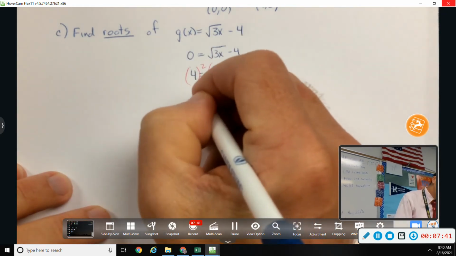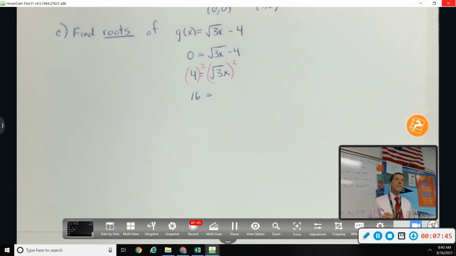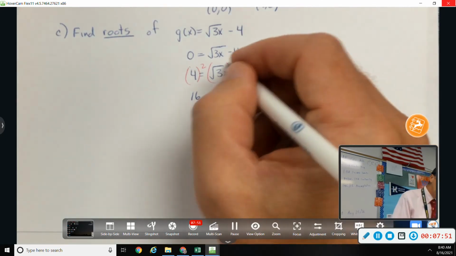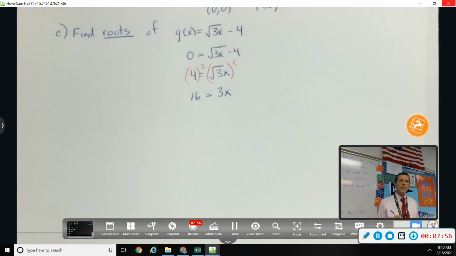Four squared is 16. What about the square root of 3x squared? 3x, right? That was the whole point of squaring it, was to get rid of the square root. They cancel each other out, and we've got 3x. What about that plus or minus thing? Sometimes we have to worry about putting a plus or minus on there. Do we need to do that in this case?